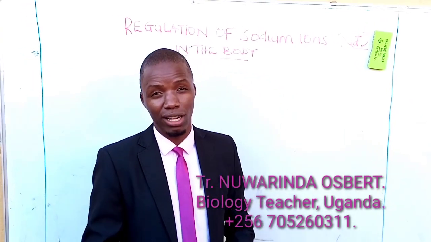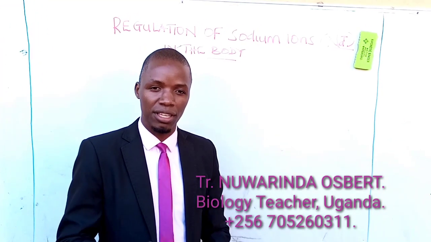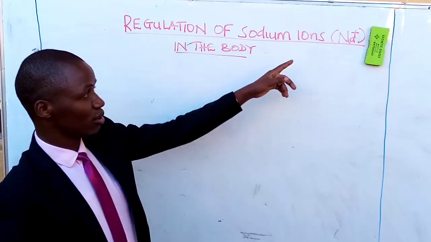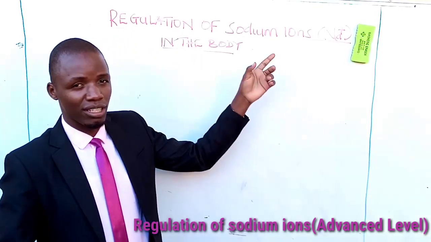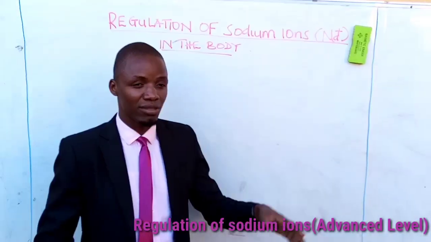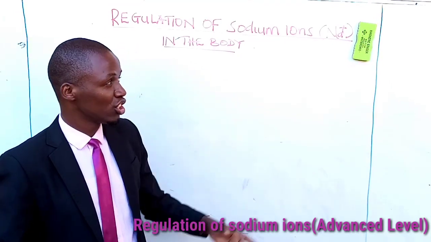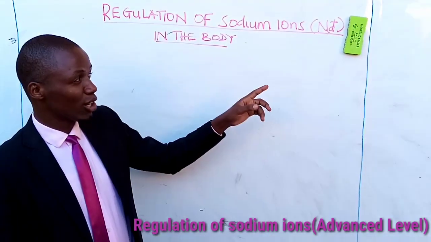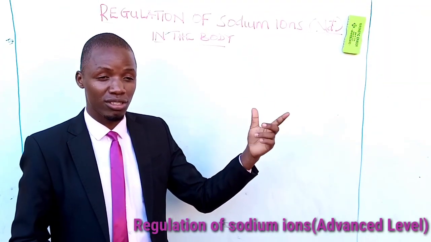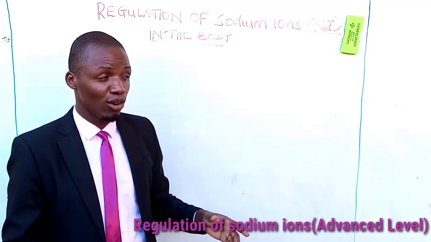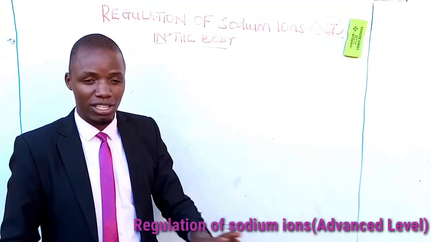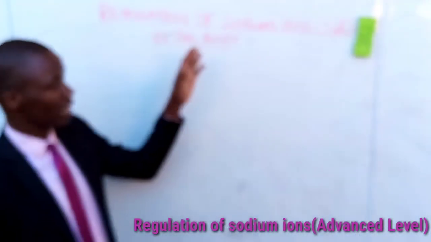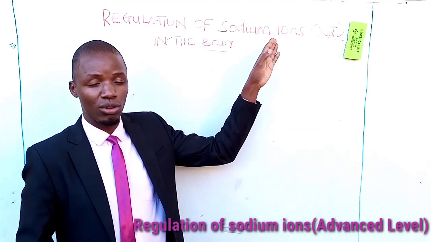Today we are going to look at yet another thing that we need to regulate in our bodies, and this is none other than the regulation of sodium ions. In our bodies we have sodium ions, and these sodium ions help us in very many ways, one of which you know very well: sodium ions are used in nervous coordination. So likewise, like we have been seeing the regulation of glucose, regulation of calcium ions and so on, these sodium ions must also be regulated within our bodies. So we are going to learn how the body is able to do that work.